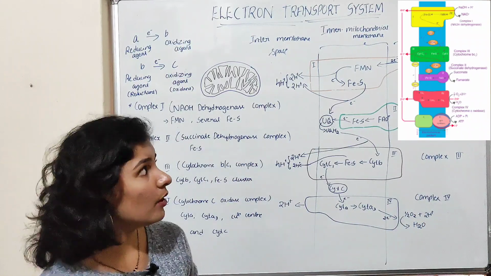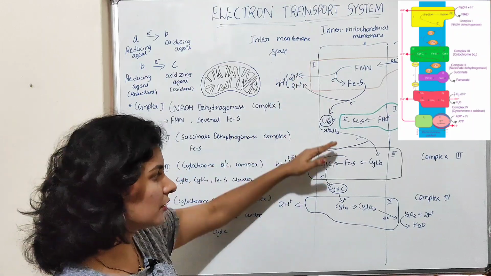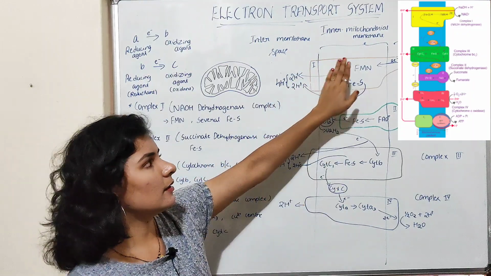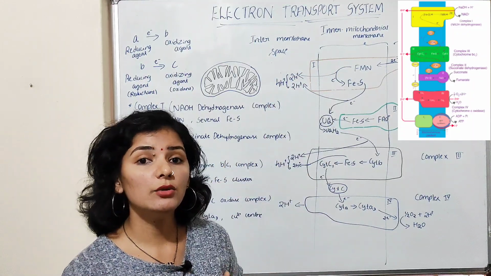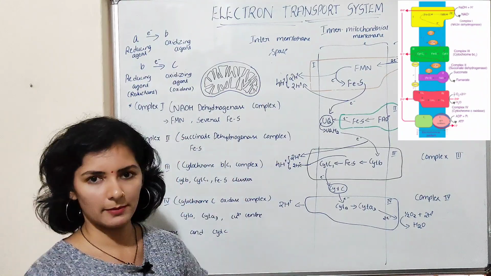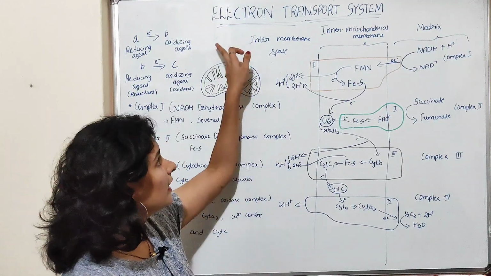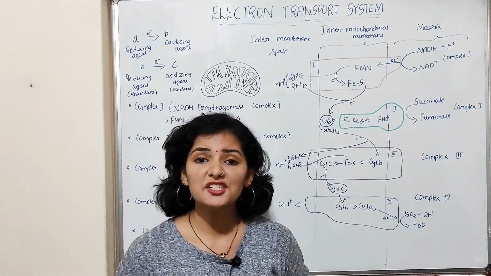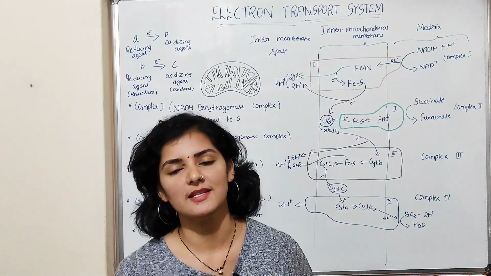So that is how electrons are transported through different carriers in the inner mitochondrial membrane, and meanwhile several protons are pumped from the matrix to the intermembrane space. So that is all about the electron transport system. In the next video I'm going to talk about ATP synthesis.